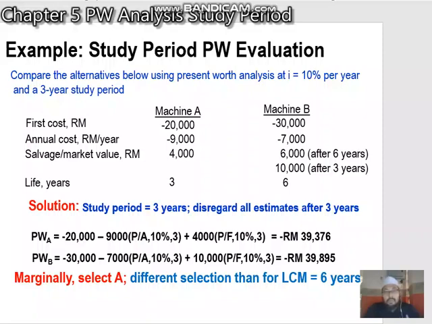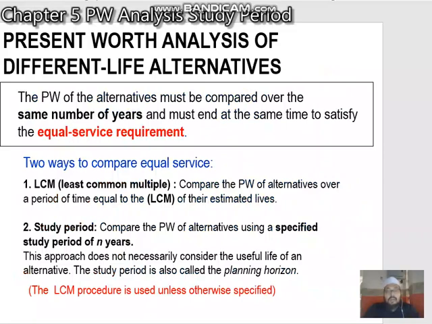Again, I would like to wrap up what we have discussed on PW for different life alternatives. We have two approaches to solve it. First, the LCM approach, where we need to have the LCM value for the alternatives that we compare. Or there is another approach, using the study period, which we have discussed in this session: how to use the study period approach to solve different life alternative problems.